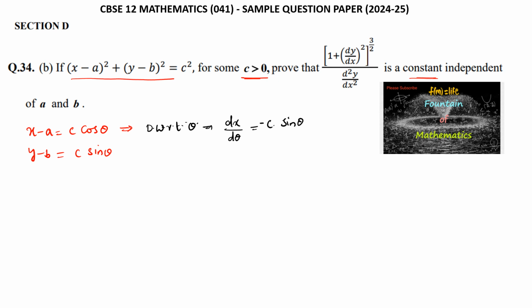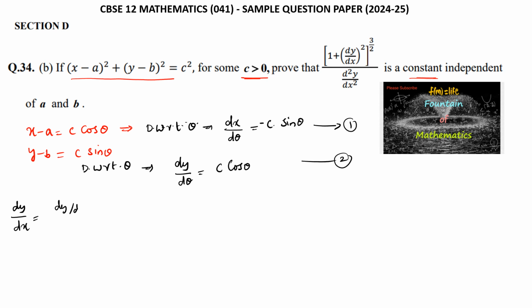Similarly, y − b = c sin θ. Differentiating with respect to θ, we have dy/dθ = c times the differentiation of sin θ, which is cos θ. So from 1 and 2, we can write dy/dx = (dy/dθ)/(dx/dθ), that is c cos θ divided by −c sin θ, that is −cot θ.